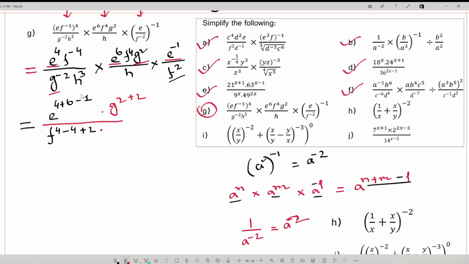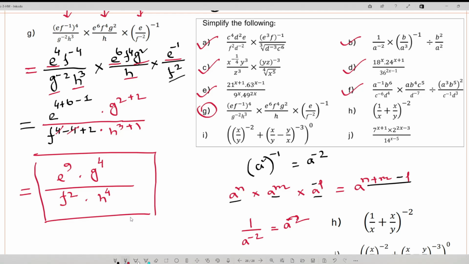H, what can we do? Here is H cube and here is H. So we can write H to the power 3 plus 1. Now E becomes E to the power 9, because 4 plus 6 is 10, 10 minus 1 is 9. G means G to the power 4, right? And here plus 4 minus 4 out, F square, and here is H to the power 4, and this is our answer.